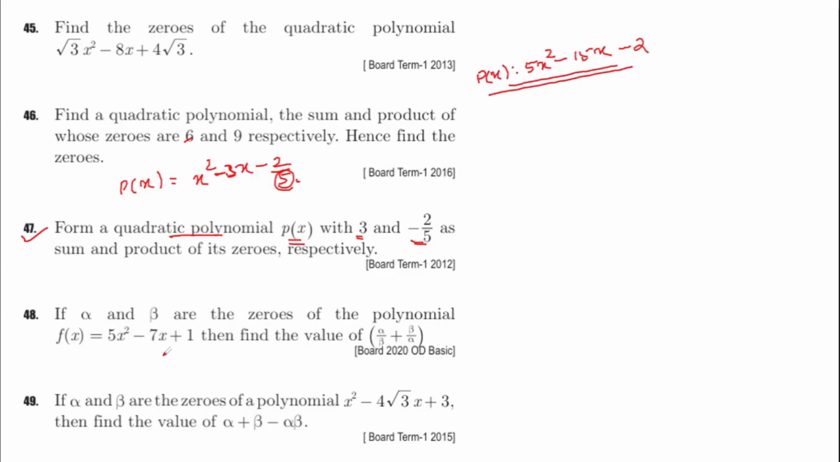Okay. Now move to question number 48. If alpha and beta are the zeros of the polynomial, find the values of alpha plus beta and beta plus alpha.